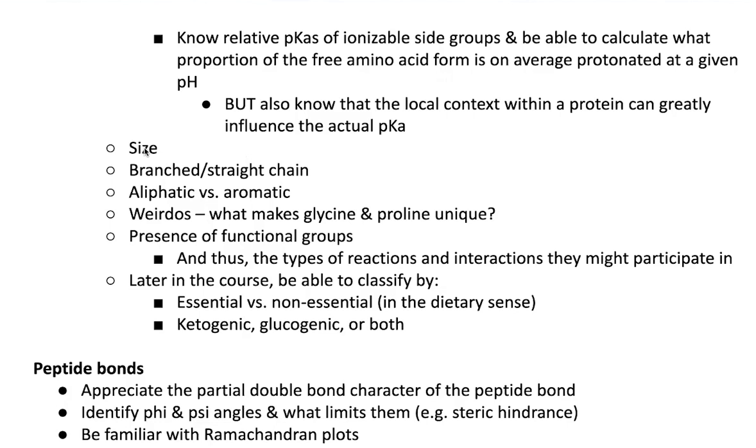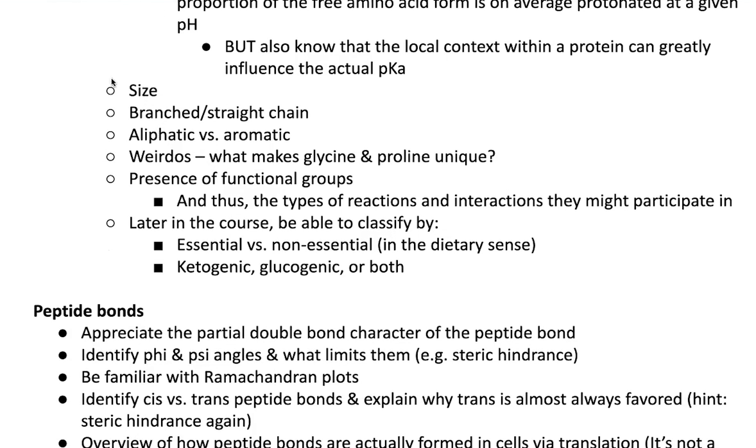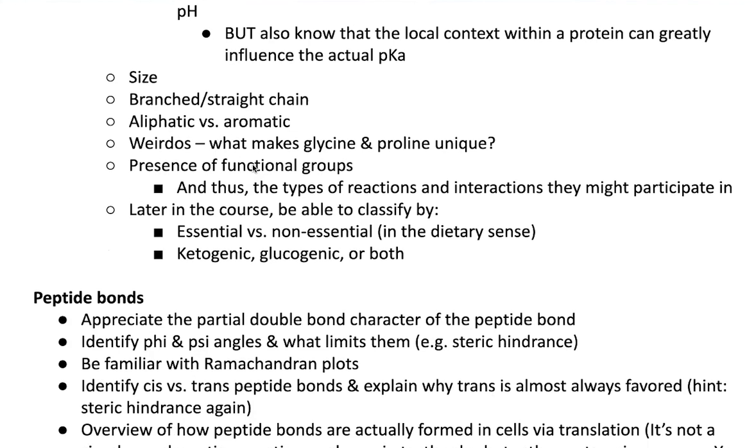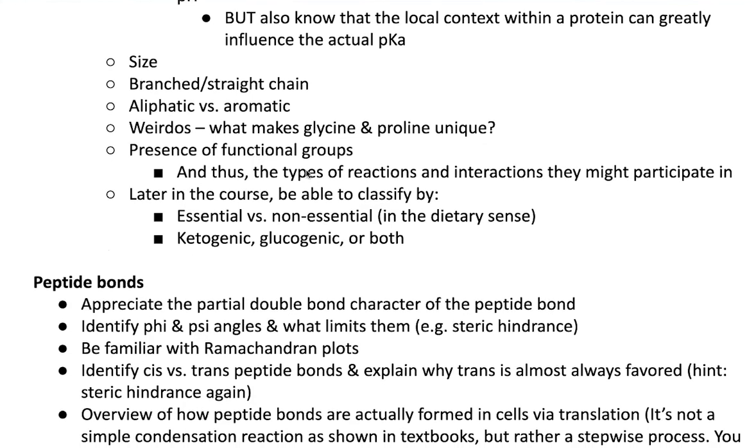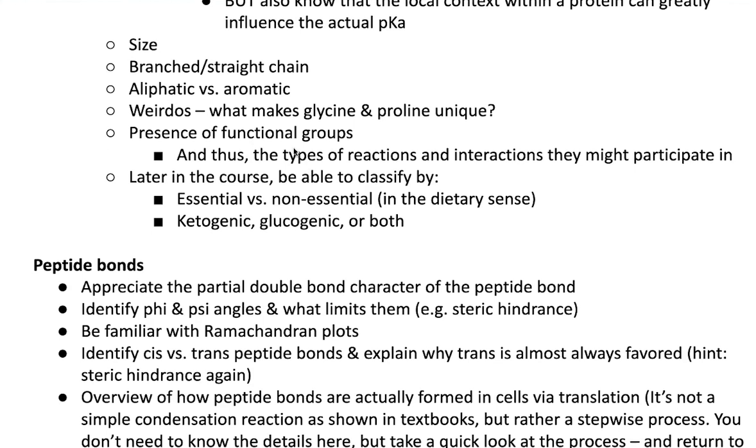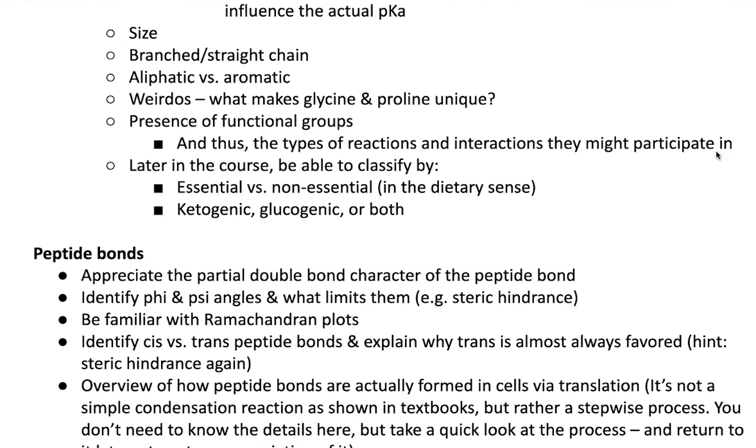Also be able to classify amino acids based on their size. Do they have branches in their chain? Are they aliphatic, so chains, or aromatic, so rings? Are they weirdos? What makes glycine and proline unique? Also characterize them by the presence or absence of functional groups, and thus the types of reactions and interactions they might participate in. Do you see things like hydroxyl groups? Do you see things like amide groups?